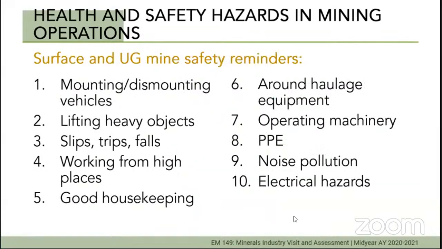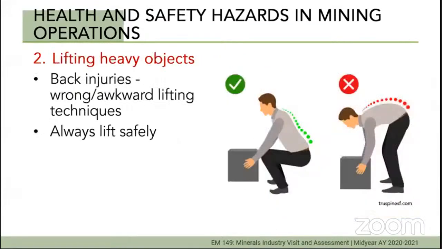So, next, let's look at some of the surface and underground mine safety reminders. So we're just going to be quickly going through these 10 in the list. Okay, so we have mounting and dismounting vehicles, lifting heavy objects, slips, trips, and falls, working from high places, good housekeeping, being around haulage equipment, operating machinery, PPE, noise pollution, and electric hazards. All right, so let's start with number 1, which is mounting and dismounting vehicles.